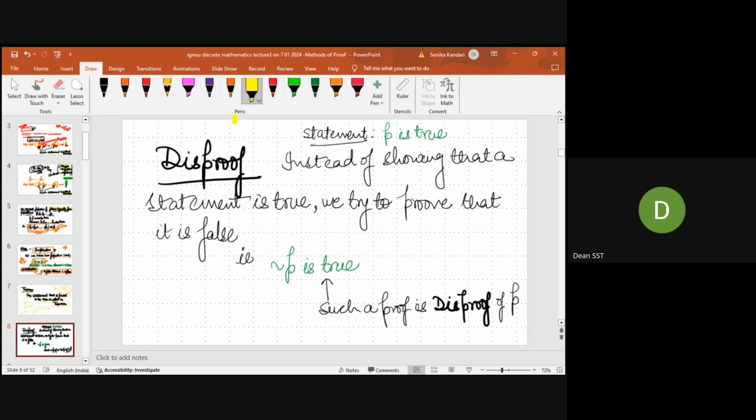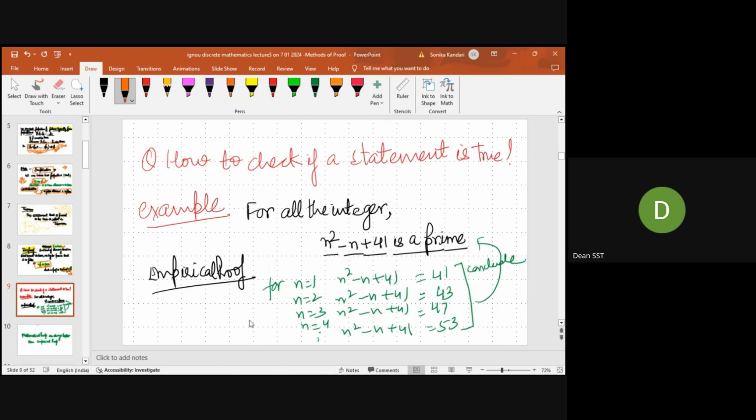We have another concept known as disproof. Suppose we have a proposition P, and P is true is our statement. We can go a different way. Instead of showing that the statement is true, we will prove that it is false, that not P is true. This is just the opposite of proof. We had to prove that P is true, but what we proved is not P is true. Such a proof is known as disproof of P. P is our proposition, our statement.